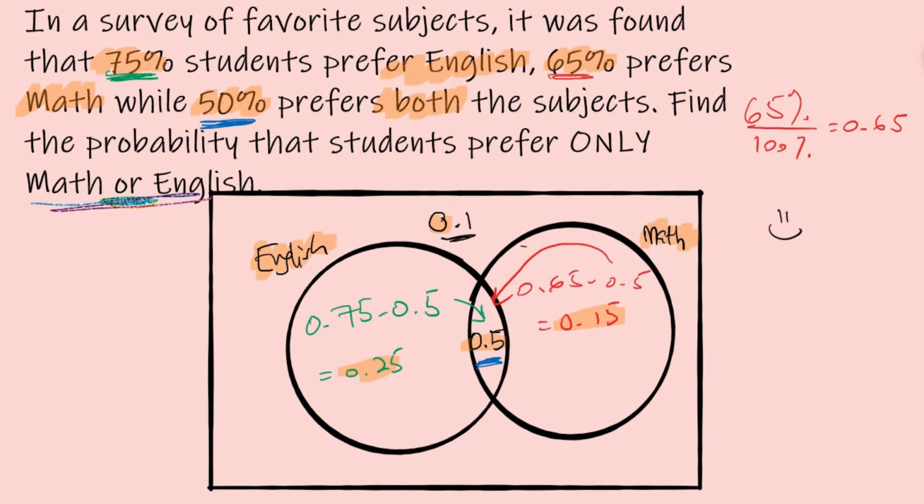Okay, and to answer the question, the probability of students who prefer only mathematics or English, we are going to calculate the total decimals or the total values in the Venn diagram. So you have 0.25 plus 0.5 plus 0.15, and that gives you 0.9 or 90% of students. So there you go. Some examples on probabilities.